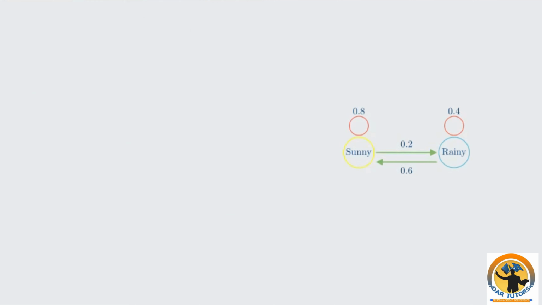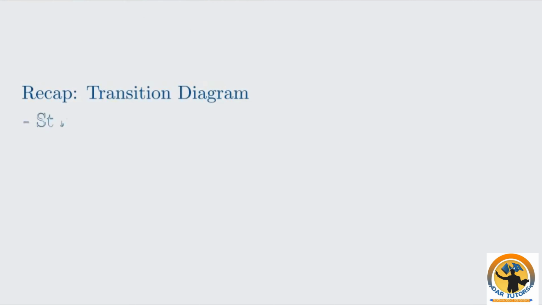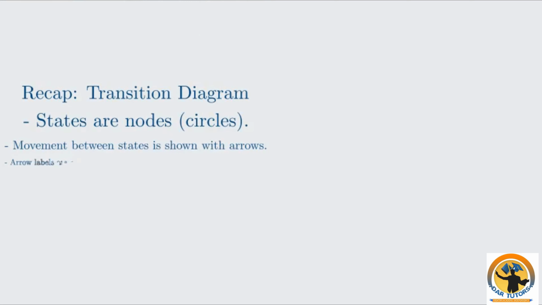Let's recap. We've learned to visualize the dynamics of a Markov chain using a transition diagram, where circles are states, arrows are transitions, and labels are probabilities. We've also confirmed that the probabilities leaving any state must sum to 1. While transition diagrams are great for visualizing, for calculation and analysis, we'll need a more structured representation. Our objective here is to learn how to construct a transition matrix from a transition diagram.